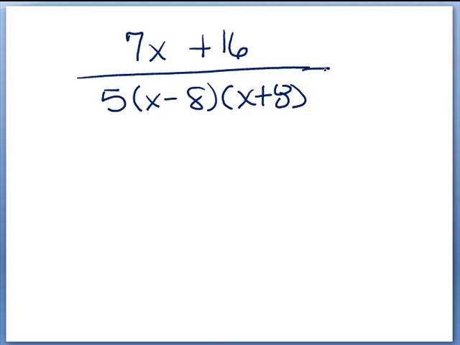And before we write our final answer, let's look and see if the numerator can be factored. Is there a GCF that can be factored out? No, it can't be factored out. We can't factor anything out of 7 and 16, so this is our answer: 7x plus 16 over 5 times x minus 8 times x plus 8.